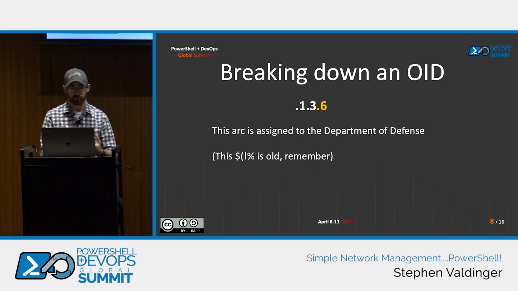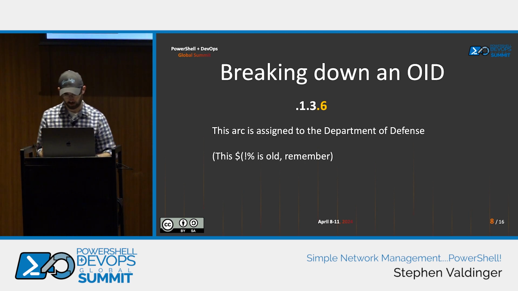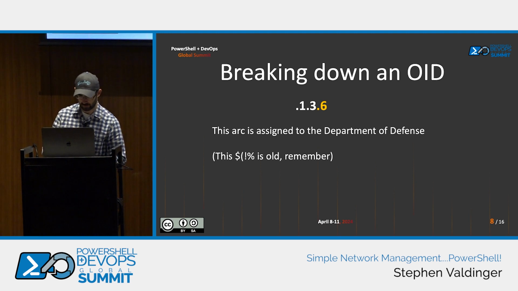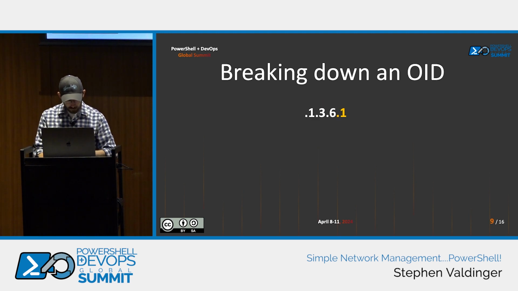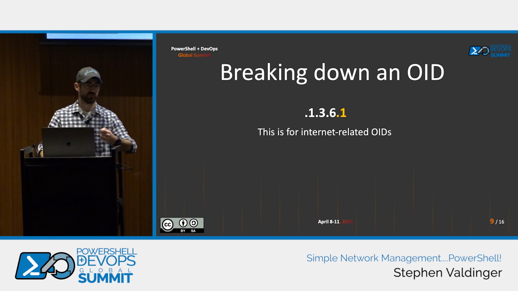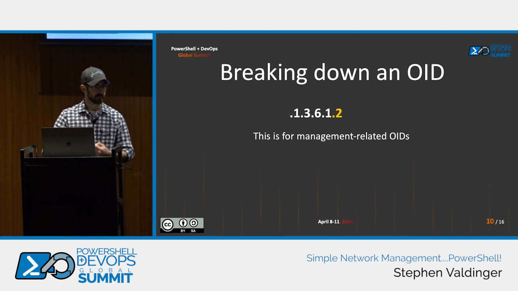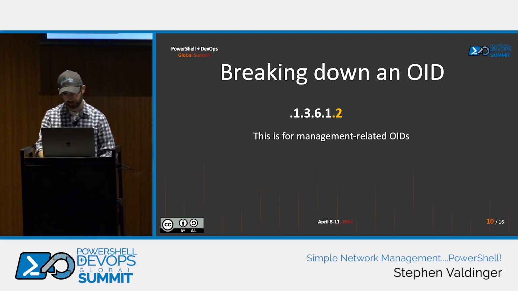.6 is assigned to the Department of Defense. I told you this stuff was old, and ARPANET was kind of the reason for it. So it kind of makes sense that the Department of Defense has their own identifier in this stuff. .1 is internet-related OIDs or public-related OIDs. This thing connects to the internet or to a network of some kind. .2 stands for management-related OIDs, hardware-related OIDs, et cetera, et cetera.